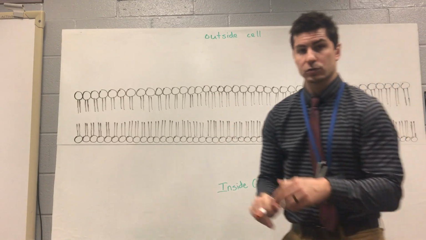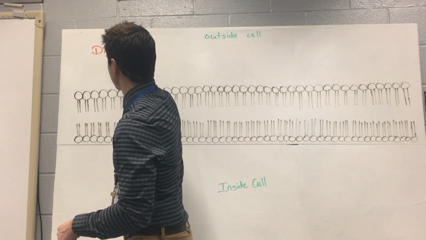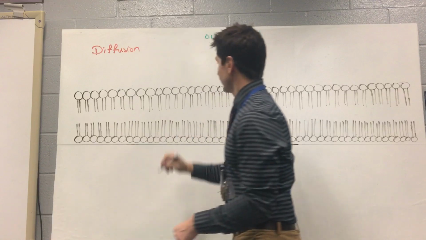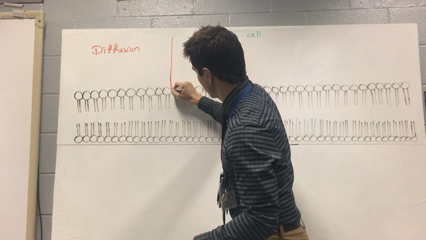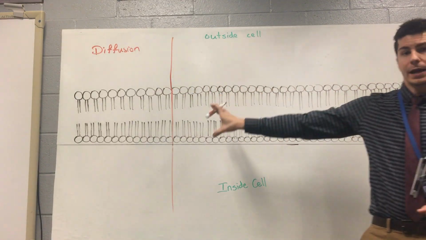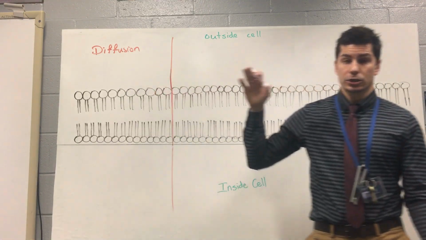So I'm going to start over here. We're going to start with just regular diffusion, nothing special. Okay. And what I'm going to do, guys, is I'm actually going to draw some lines in here. And we're just going to use that portion of the cell membrane up to the brown line to just model diffusion.